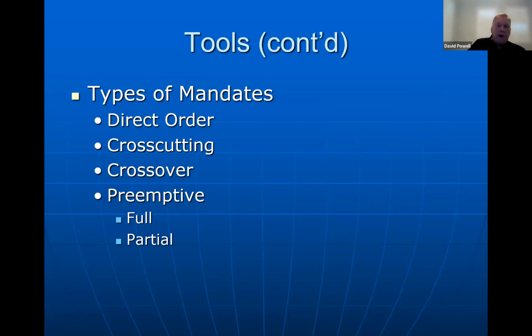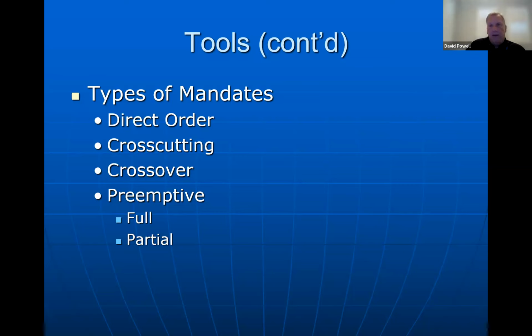Then the fourth type of mandate is what's known as a preemptive mandate. Preemptive mandates come in a couple of different varieties. There can be partially preemptive mandates, and then there can be fully preemptive mandates. In a preemptive mandate, the national government will come in and tell a state or local government, you no longer have the legal right to make a decision in this given policy area, that you can no longer pass a law in this policy area. We are preempting your ability to have your own state law or your own state approach.